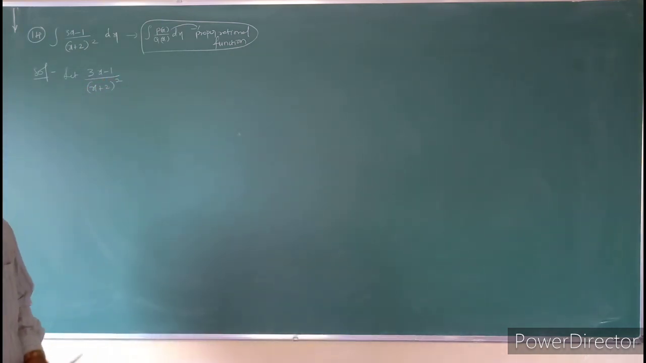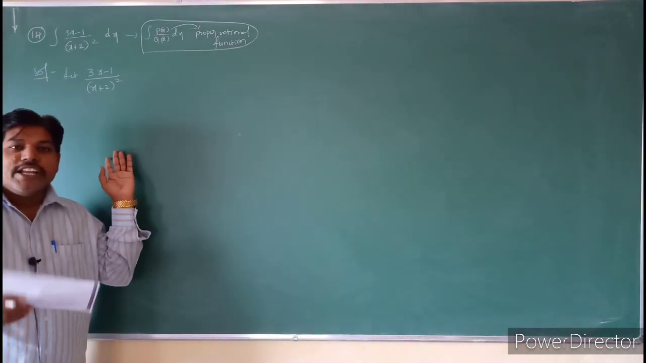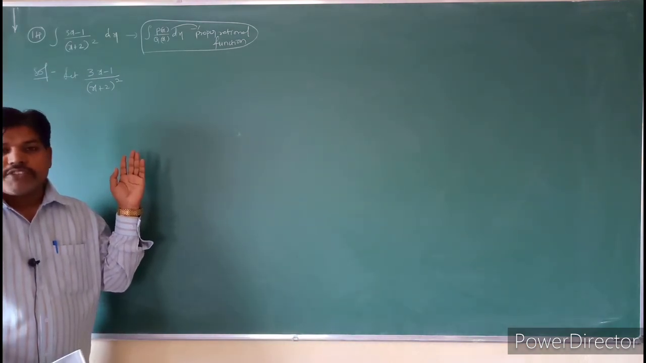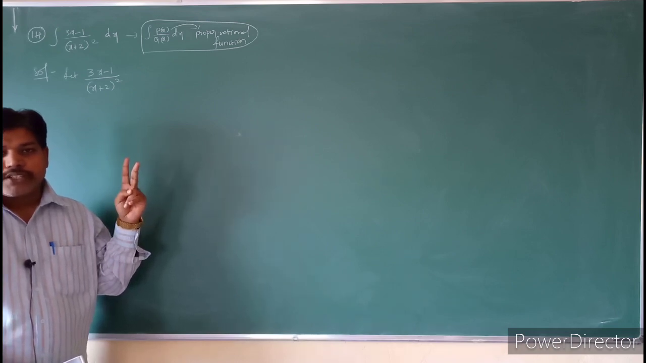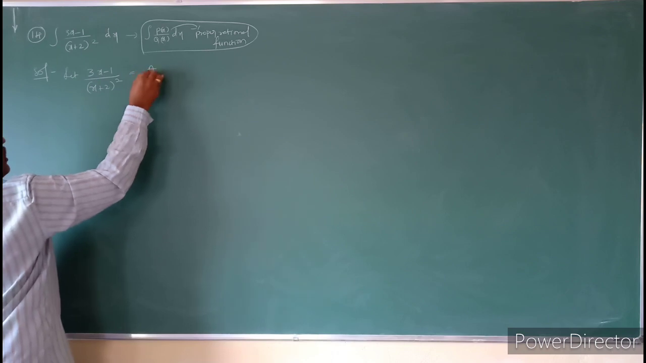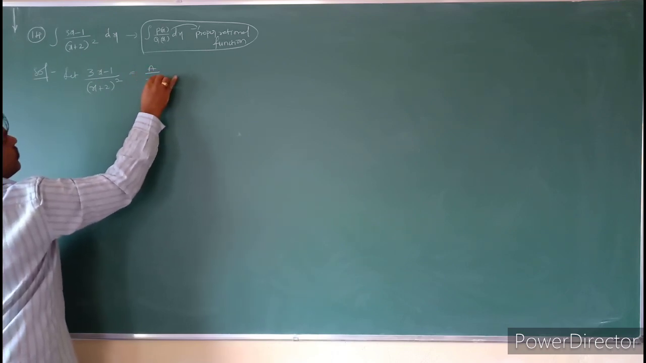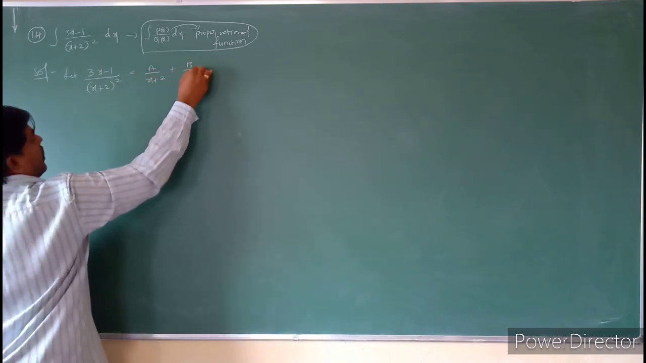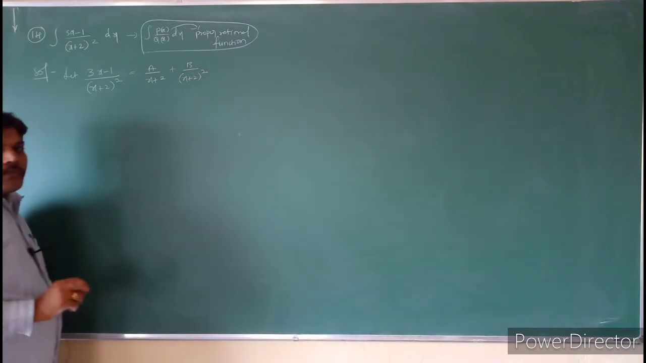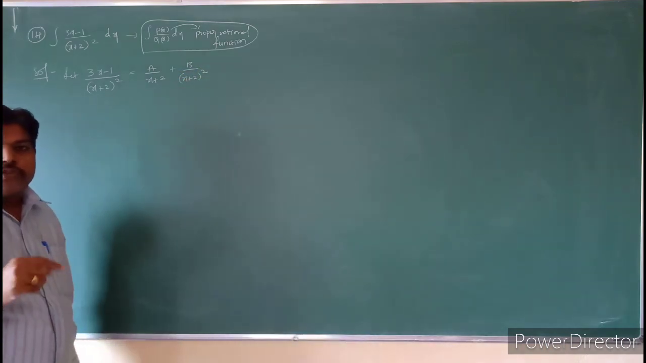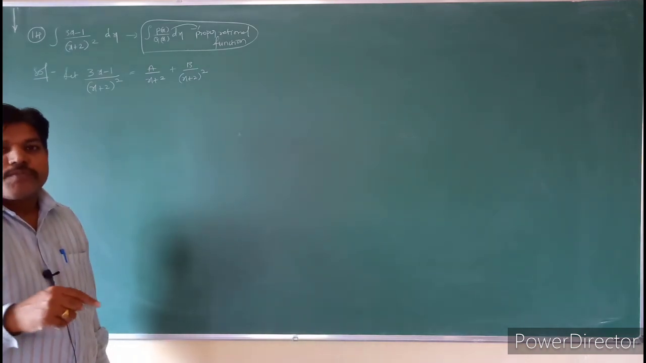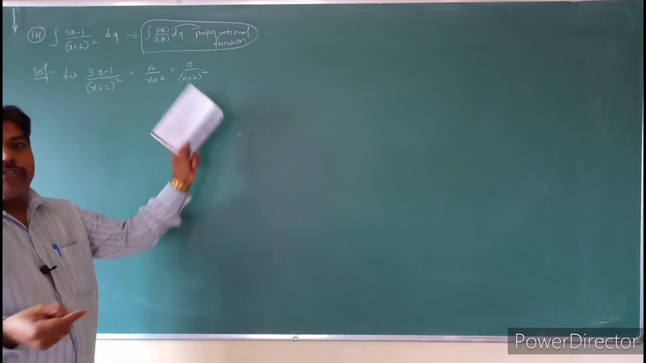I already told you that if the denominator is linear and repeated, how many times is it repeating? Two times. So you will get the partial fractions A by x plus 2 plus B by (x plus 2) whole square. For example, for (x plus 2) whole cube, we will get C by (x plus 2) whole cube. If it is (x plus 2) to the power 4, you will get one more.